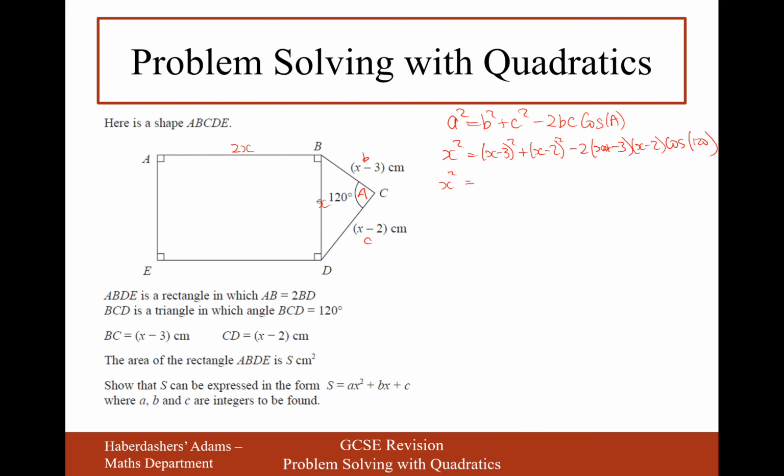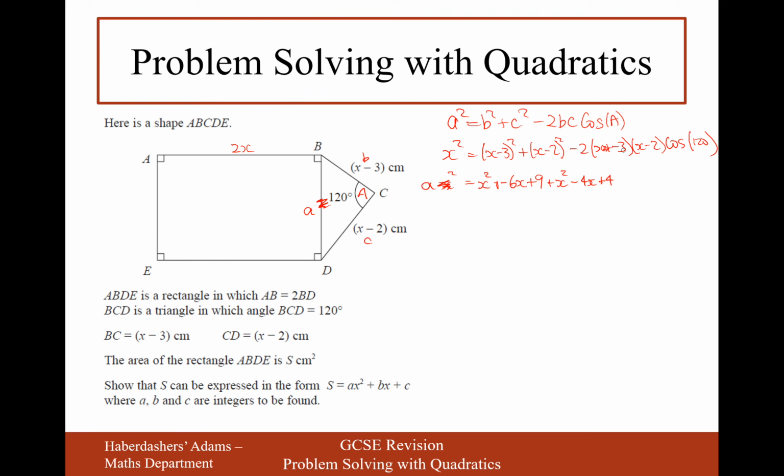I'm confusing the x's here, aren't I? So in fact what I'll do is I'll change this letter x here to a. So a squared equals. Open up this bracket here and you're going to get x squared minus 6x plus 9. This second bracket is going to be x squared minus 4x plus 4.